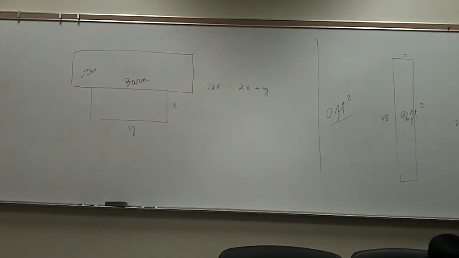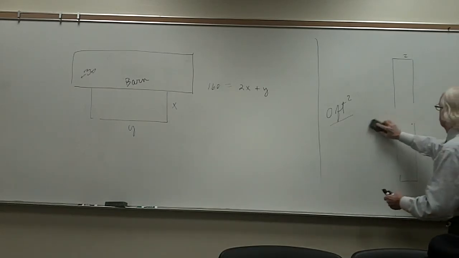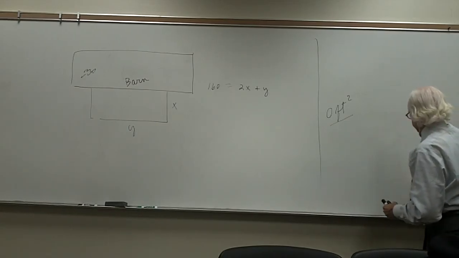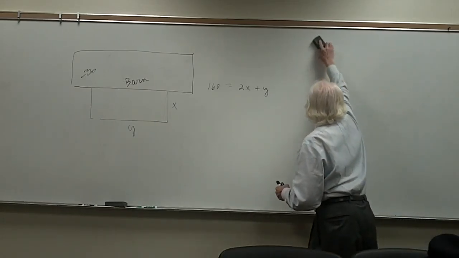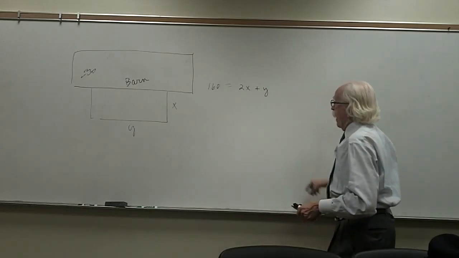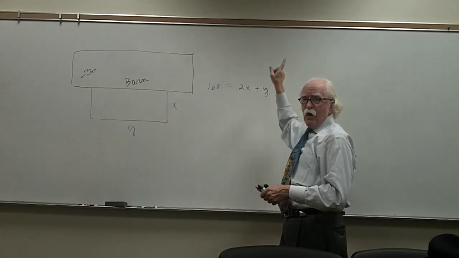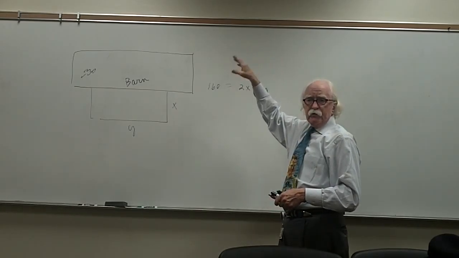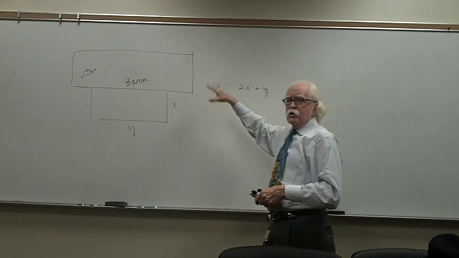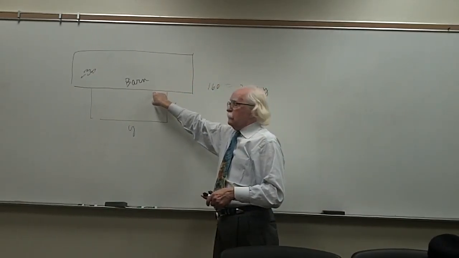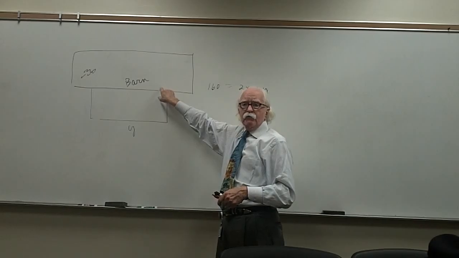But wait, I got to get all this stuff off. This is gone. Cow's gone. What about this? This is gone. This is not gone. Does everybody see that this 2x plus 1y is all the fencing material you need? Because you don't need 2 y's, do you? Because why? Because the barn is taking up one of them.